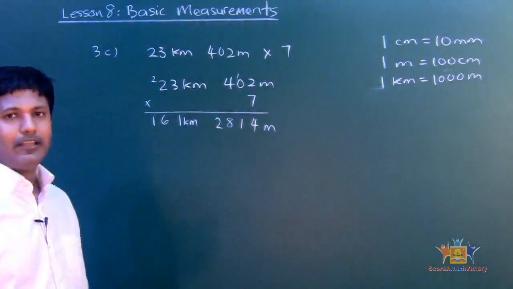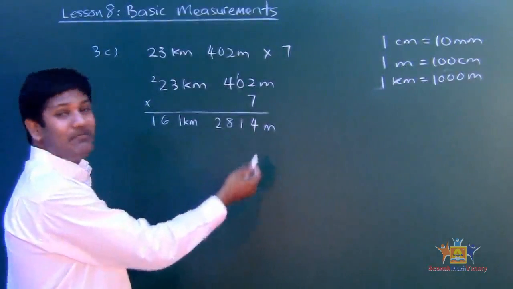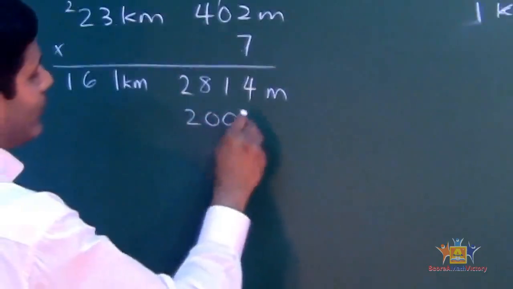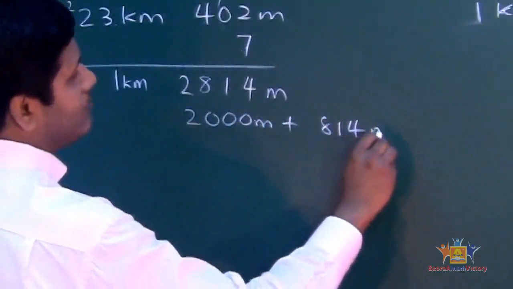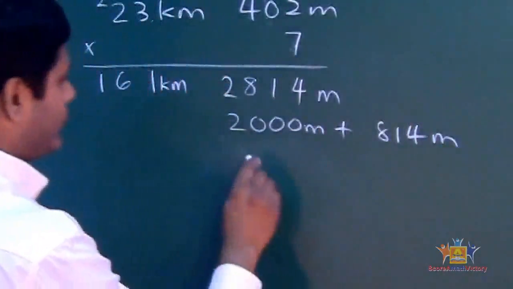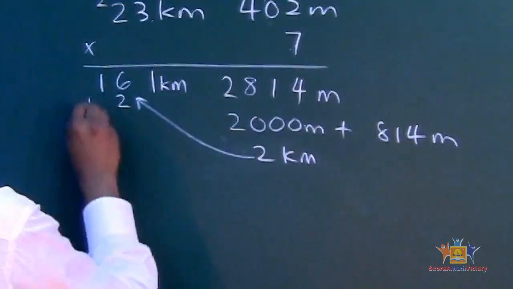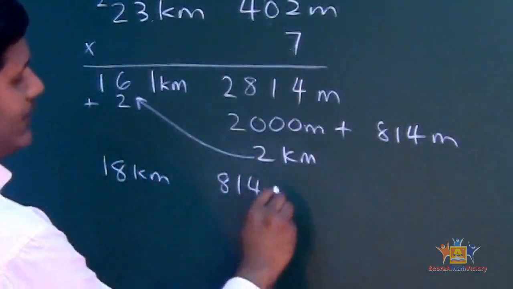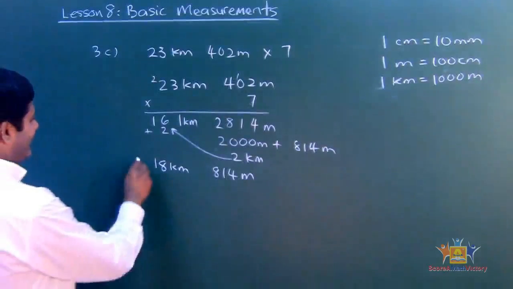Okay, are we done? No. Why? Because look at this. 2,814 meters. You already passed that 1,000. So you know that 2,000, I can convert that into kilometers, alright? The 814, it's below the 1,000. I'm going to keep it. So 2,000 meters equals 2 kilometers, okay? So I can add that to that one. Plus 2, so that gives me 18 kilometers and 814 meters. That should be your final answer. Alright? So that's it right there.